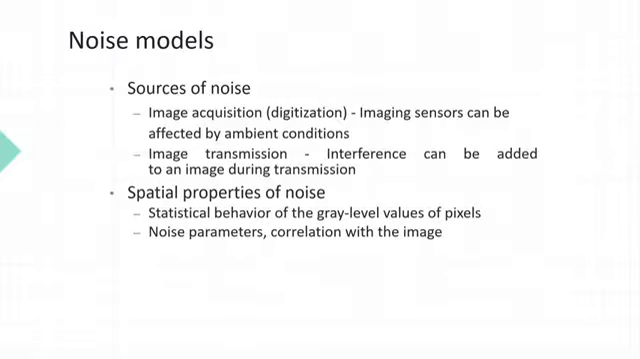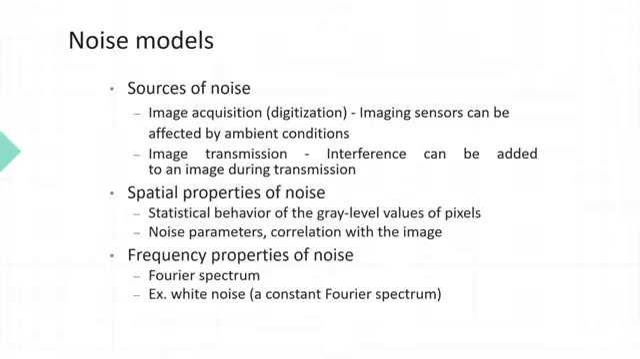Next one, spatial properties of noise. What are the spatial properties? When it comes to spatial properties, if you take a gray level, its pixels, how they behave with respect to their values. That is statistical behavior, we call it. Next, noise parameters, and their correlation with the image. Next one, frequency properties of noise. First of all, we have seen the spatial properties. Next, frequency properties.